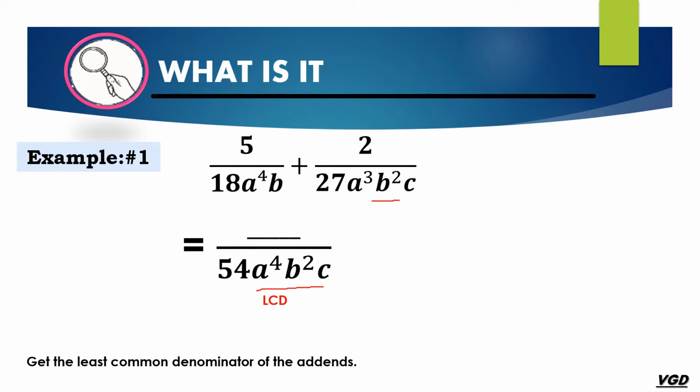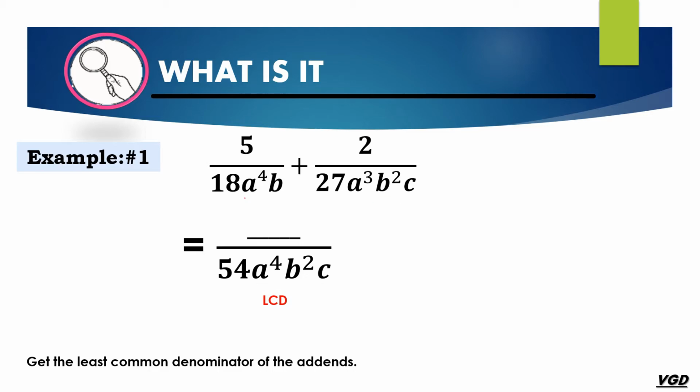For 54, you already know how to get the multiples of 18 and 27. So that is the LCD. And for the literal coefficients, for a to the power of 4 b squared c, according to the rule, if there are variables which have the same base, then all you have to do is get the highest exponent. Yes, so get the factor with the highest exponent, and then that is already the LCD for the literal coefficient.